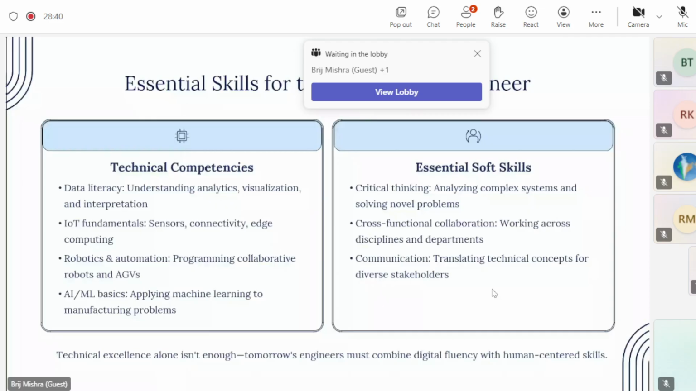On the other side, soft skills. We have to ensure that our curriculum is updated with critical thinking, cross-functional collaboration, working across different disciplines and departments, and then communication. Okay, today communication is one of the biggest problems.